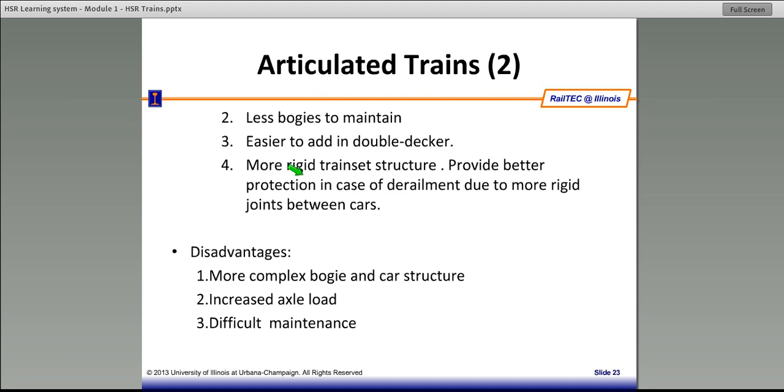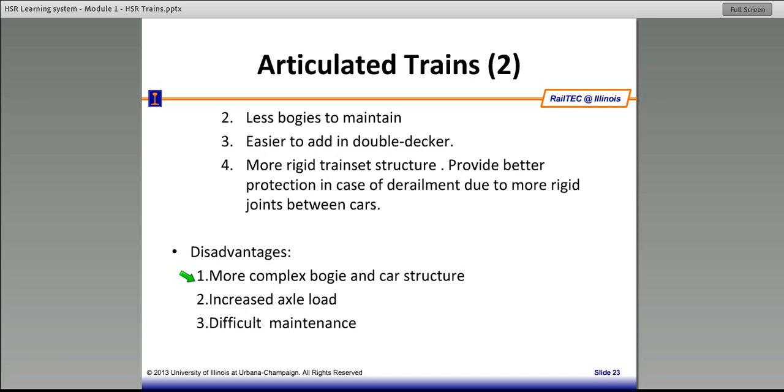The manufacturers of this type of train also claim that it is a more rigid structure, because in the non-articulated train, the connection between the cars is the weak link of the whole configuration, and it's more vulnerable to the crosswind. So, okay, of course there are some disadvantages or maybe some challenges, and that is because this type of bogie is more complicated. And even the car structure is more complicated, and so requires more technology and more maintenance.